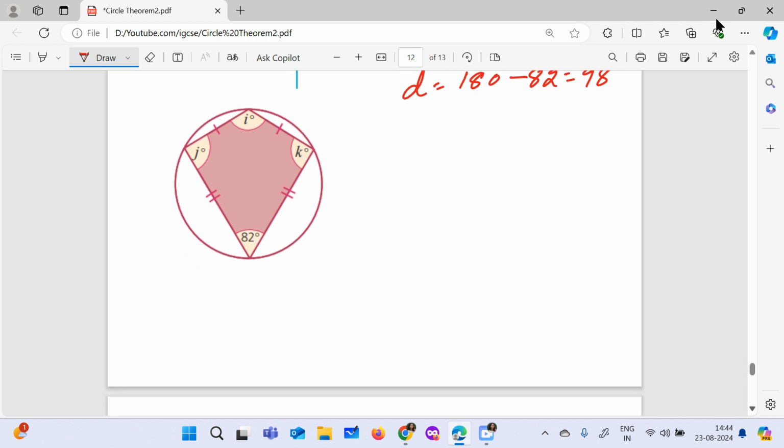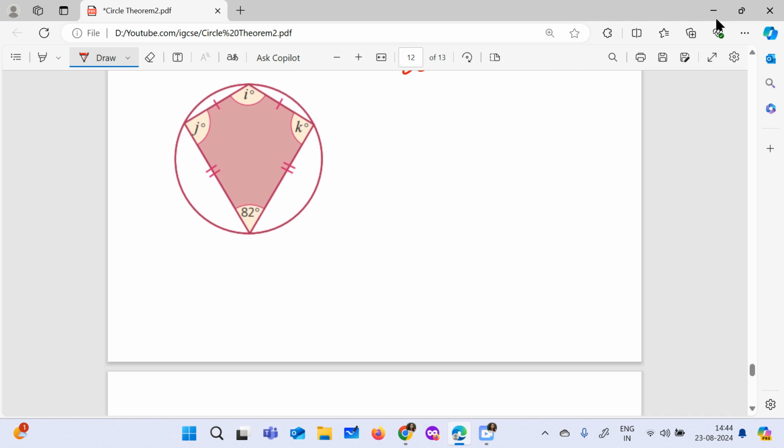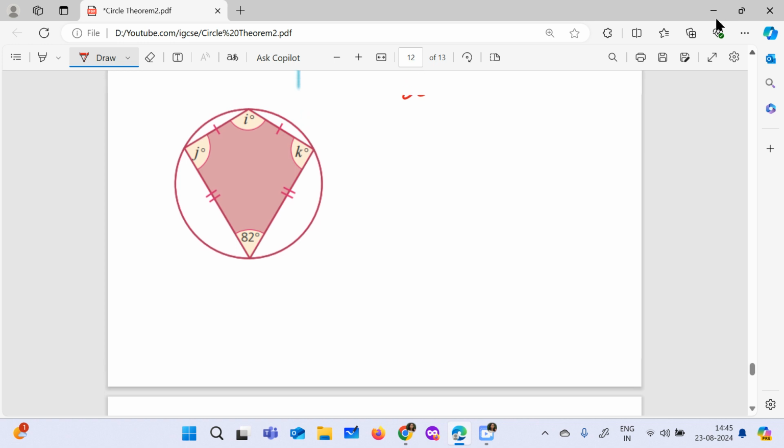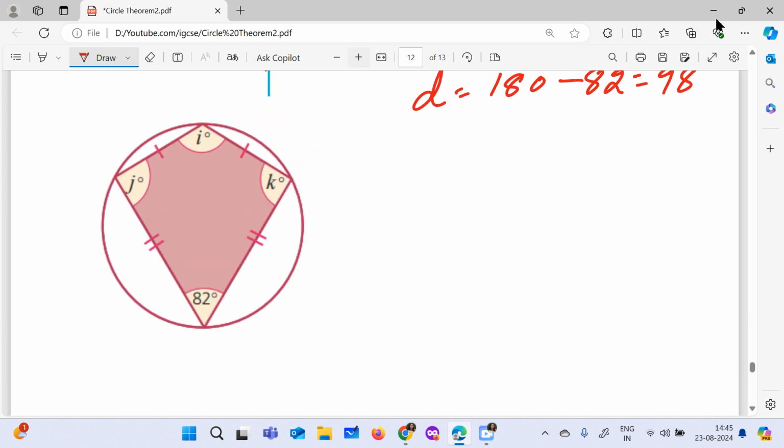Now let's work on this. Does this shape look familiar to you? Can you make out what shape this is? Definitely, this is a quadrilateral, and this is a cyclic quadrilateral. But because of this marking, we understand that this is a kite.